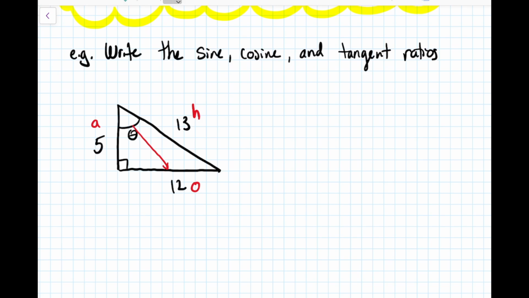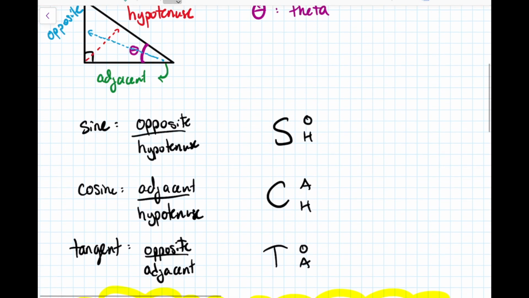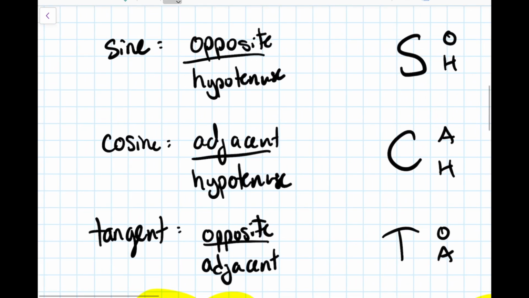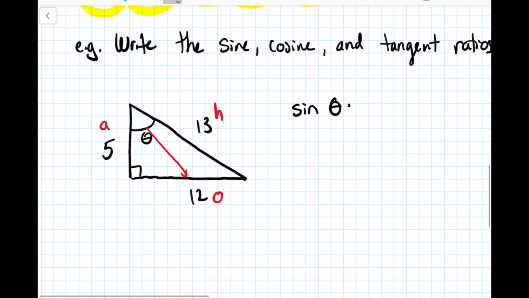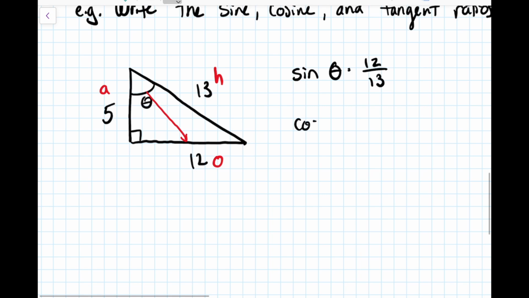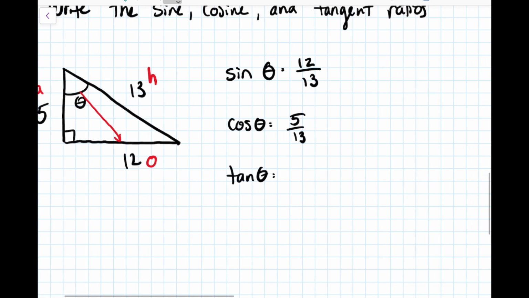So to do our trig ratios, we're just going to fill in these three fractions using the appropriate side lengths. Sine of theta, the sine ratio for angle theta, is our opposite over our hypotenuse, so 12 over 13. Cosine theta is adjacent over hypotenuse, so 5 over 13. And tangent is opposite over adjacent, so 12 over 5.